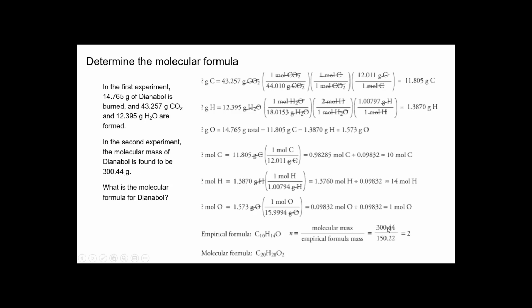So we put the molecular mass, and then we add up everything here to determine the empirical formula mass. So this here is saying that when added up, it equals 150.22. Divide that, and it gives us 2. So now we take this 2, and they don't show it specifically in this one, but you take this 2 and you multiply every subscript by that 2. And that is going to give you the actual molecular formula of Dianabol, which is C20H28O2.